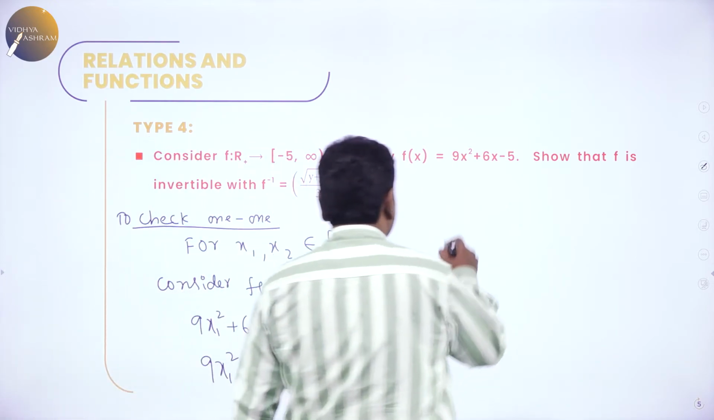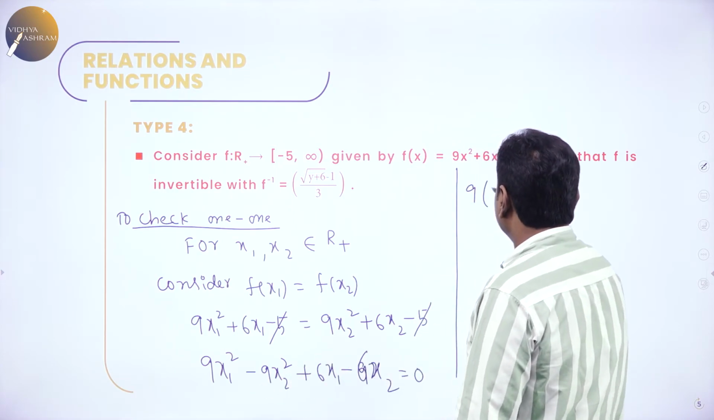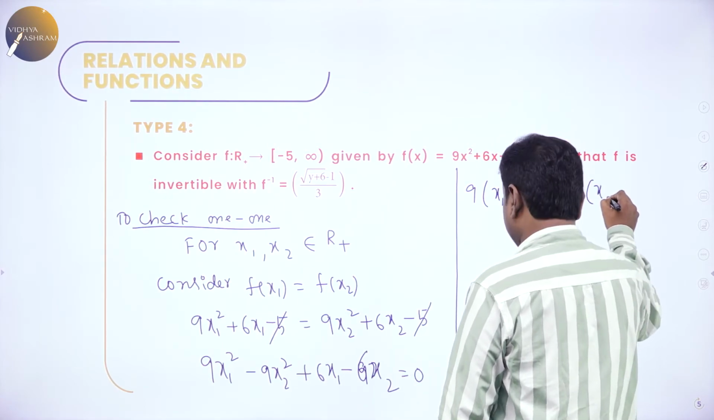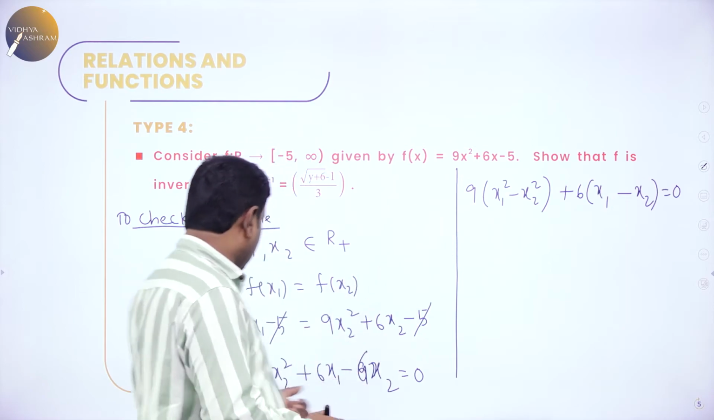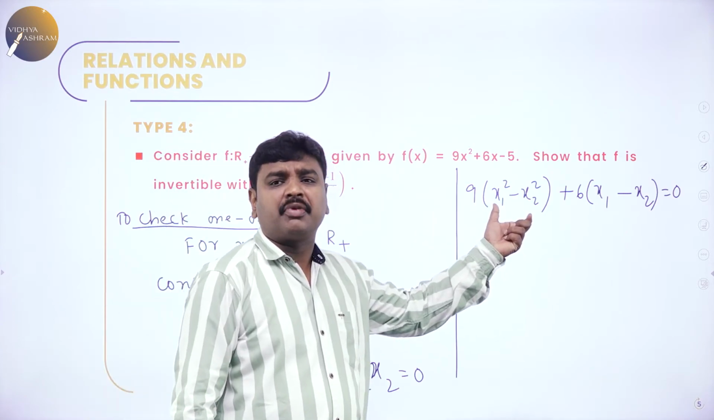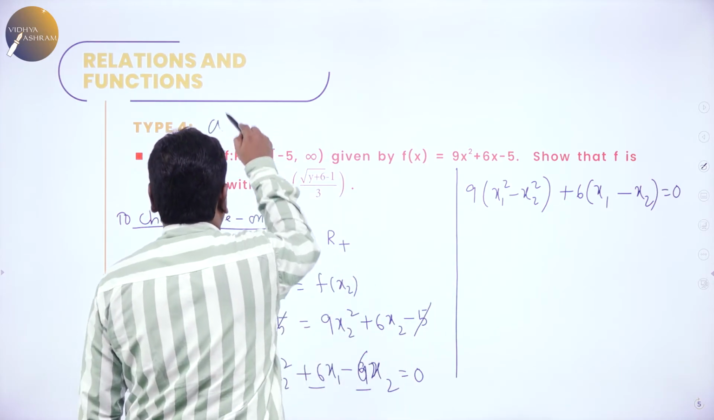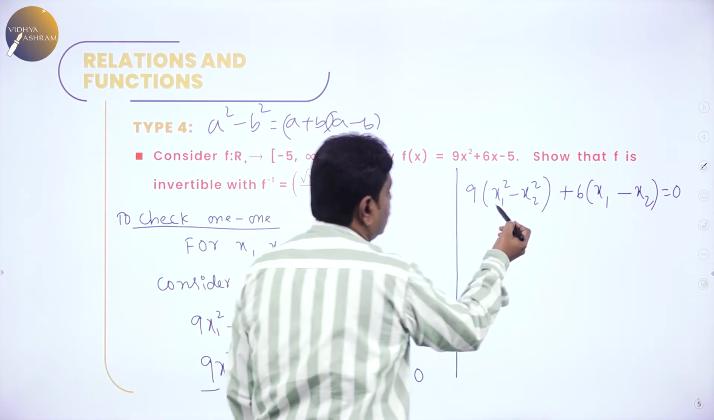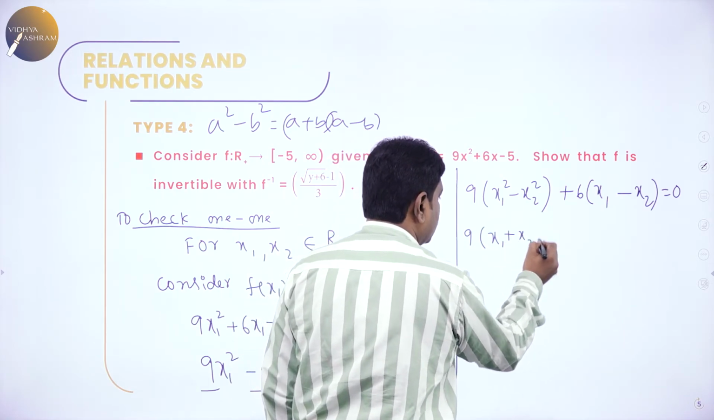Now we got this. In this, if you observe, this is in the form a square minus b square. First you take 9 common. If I take 9 common, we will be having x1 square minus x2 square. Here if you take 6 common, we will have x1 minus x2 equal to 0. So in the first 2 terms I took 9 common, in these 2 I took 6 common. Further observe, this is in the form of a square minus b square. What is a square minus b square? a plus b into a minus b. All of you know this. What is a square minus b square? a plus b into a minus b.